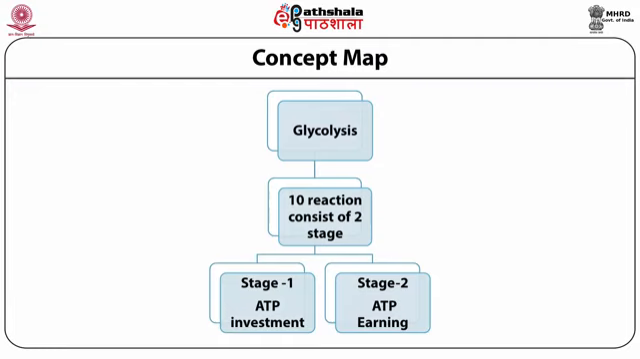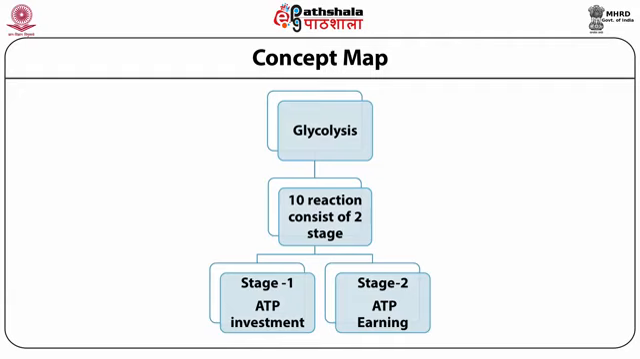Stage 2 is cleavage of fructose 1,6-bisphosphate into two 3-carbon fragments. These resulting 3-carbon units are readily interconvertible, and in stage 3, ATP is harvested when the 3-carbon fragments are oxidized to pyruvate. The diagram shows the concept map of glycolysis.